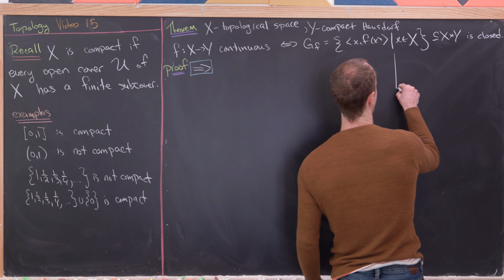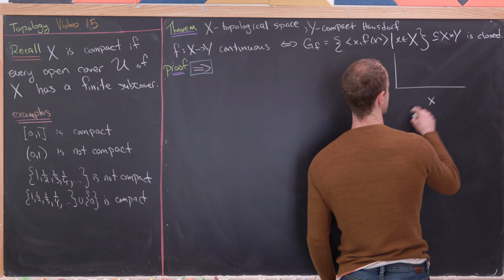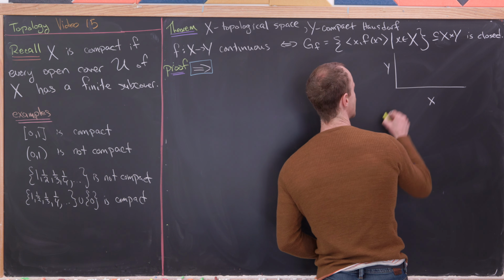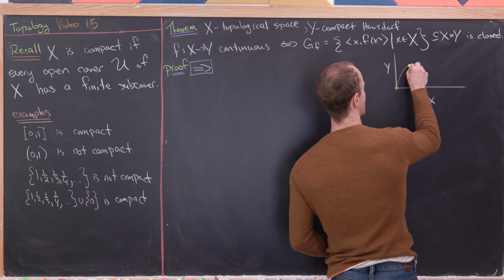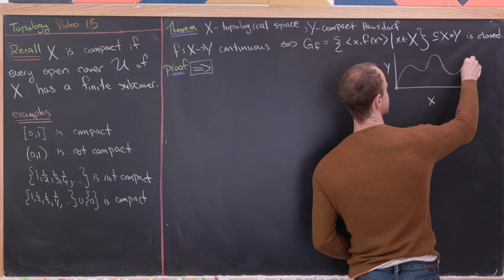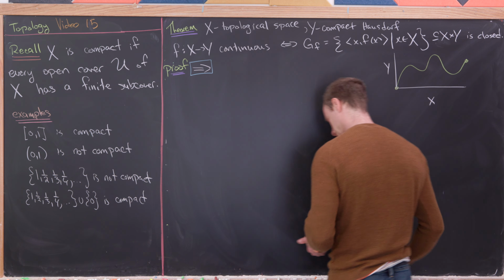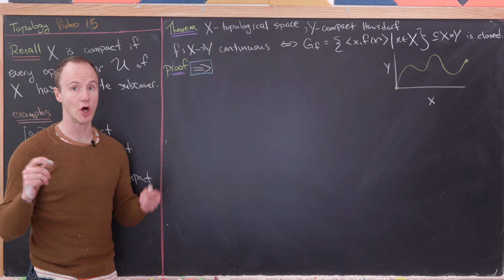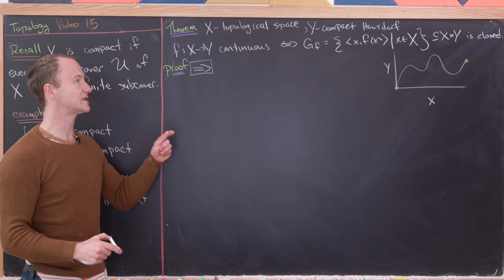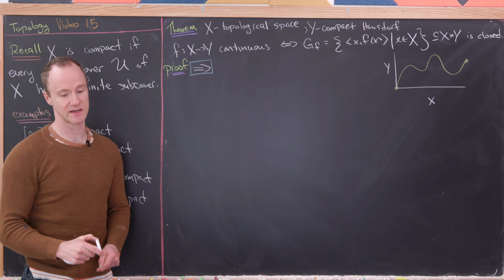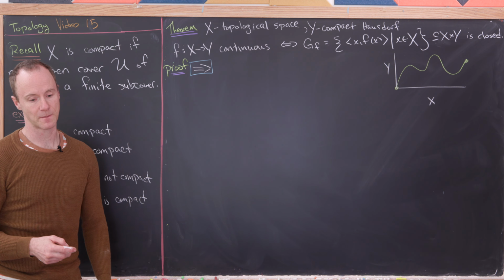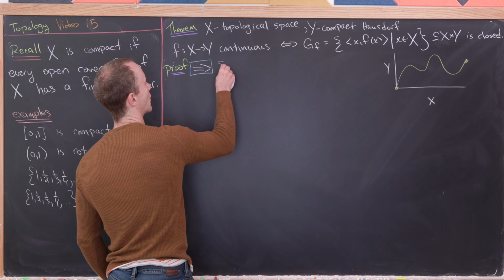Well, it's all ordered pairs (x, F(x)) as x runs through all X. So I guess we could draw a little picture of that over here. So let's say this is X and this is Y. So a nice picture of the graph of F might look something like this. Okay, cool. So if you look at that, it's clearly closed looking, but you will see that we'll use compactness in one direction and Hausdorffness in the other direction. Okay, so let's do this forward direction first.